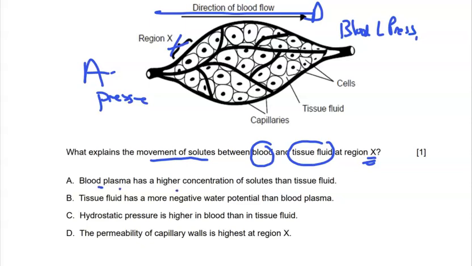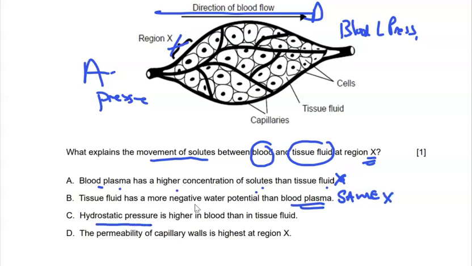Blood plasma has a higher concentration of solutes than tissue fluid. Let's hold on to that one. Does that explain the movement? No, it doesn't. Tissue fluid has more negative water potential than blood plasma. So tissue fluid with the more negative water potential than blood plasma, in fact, they are the same, since tissue fluid is derived from blood plasma, so that's not going to work for us.